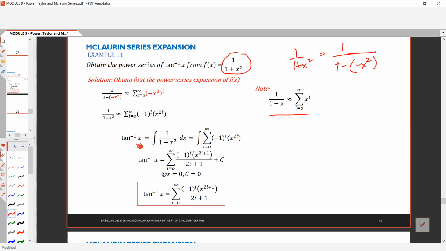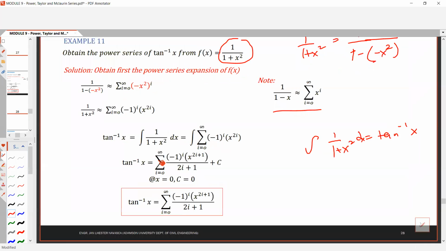Okay. So as we all know, the integral of 1 over 1 plus x squared is simply arctangent of x. The integral of 1 over 1 plus x squared is equal to tangent inverse of x, if you recall your integral calculus. Okay, so tangent inverse of x is simply the same as the integral of 1 over 1 plus x squared dx, or equals din siya sa integral of its power series expansion.